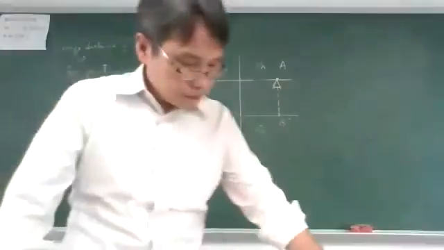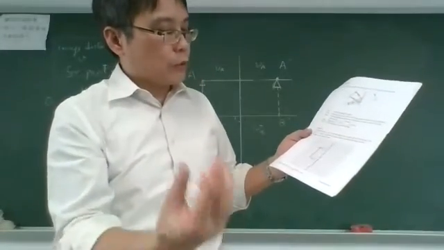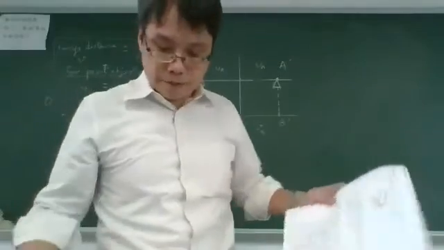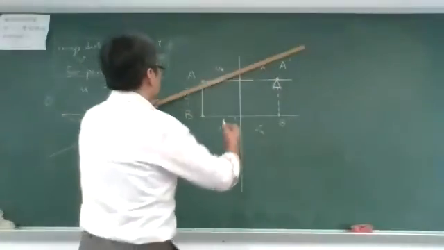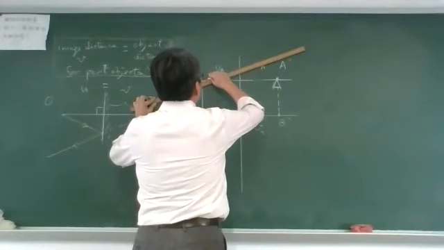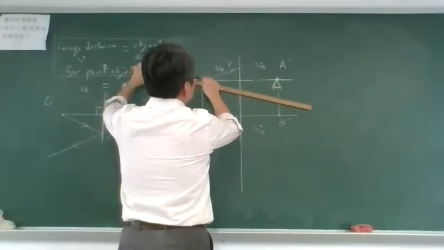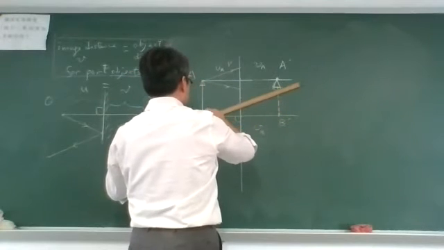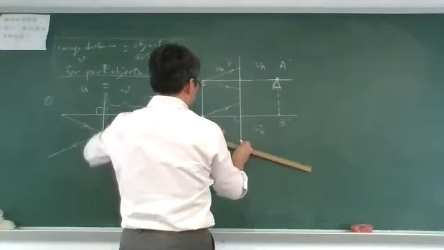And example 4 requires us to draw the refracted rays of PQ and RS. We will do the same thing. We will just follow, okay? P, Q, R, S.